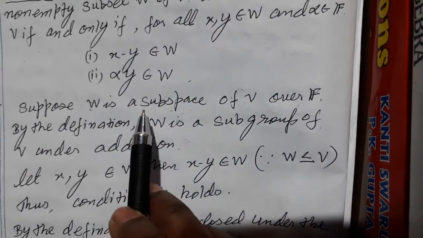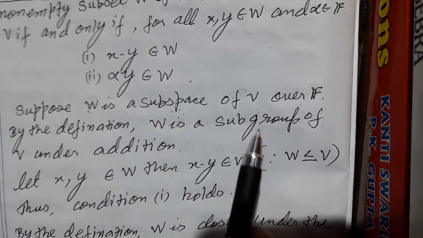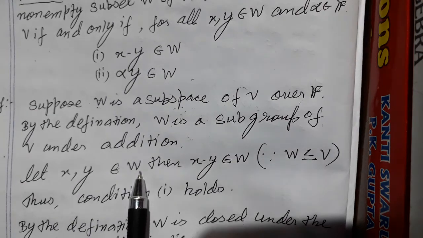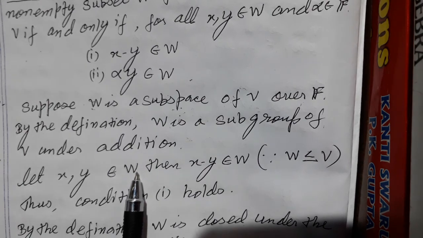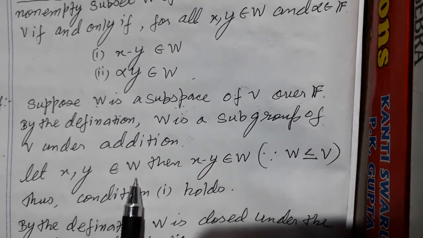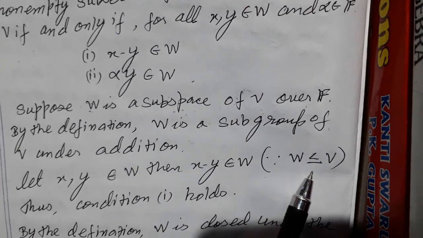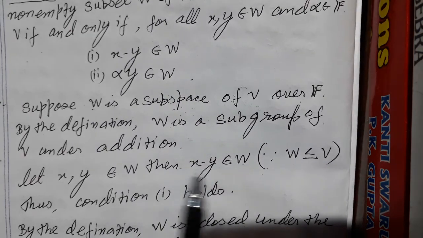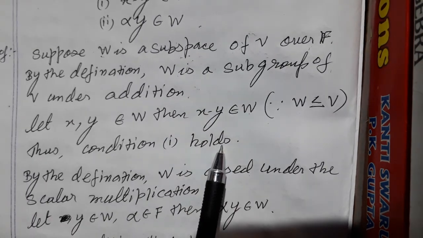Here, since W is a subspace of V, W should be a subgroup of V under addition. So I take two elements x and y from W. Since W is a subgroup of V under addition, x minus y belongs to W. So this shows that condition 1 holds.